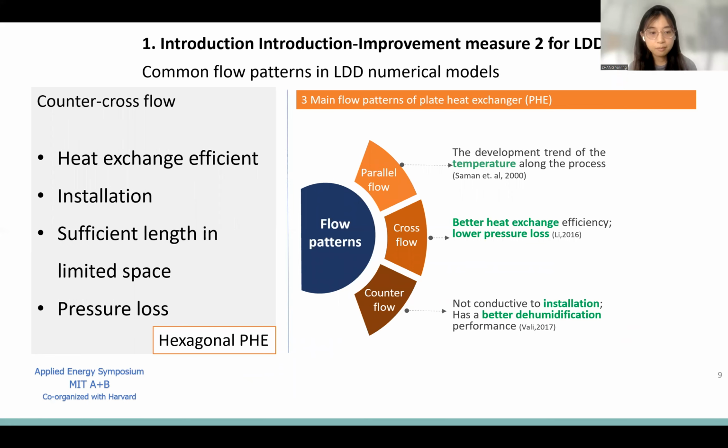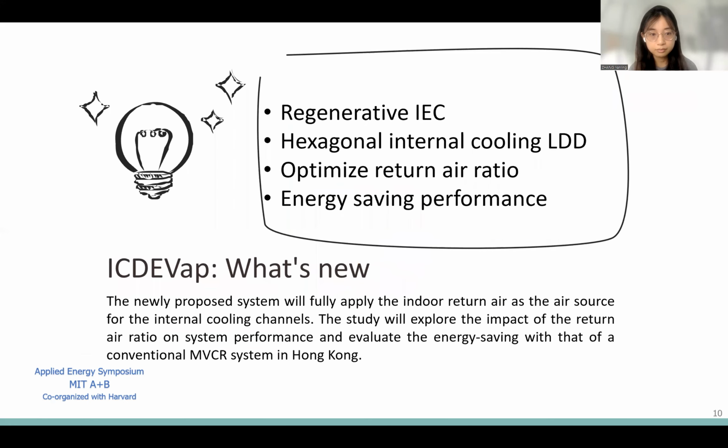Therefore, why don't we combine the counterflow and the crossflow benefits together, like we use a hexagonal plate heat exchanger? That means to have the crossflow on both ends, to have a more convenient insulation and lower pressure loss, and have counterflow in the middle to have a better heat exchange performance. Therefore, in this study, we will use the regenerative IEC and hexagonal internal cooling LDB to optimize return air ratio and energy saving performance.